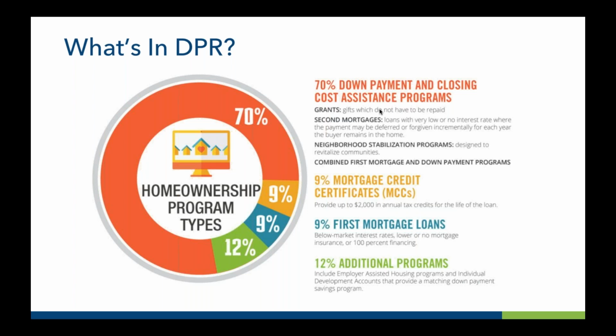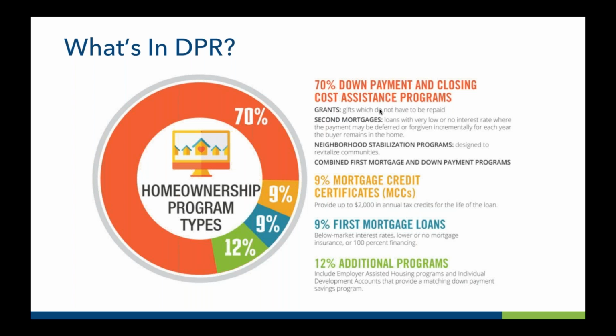When we say homebuyer programs, what does that mean? Well, about 70% of those 2,500 programs in our database are either grants or second mortgages for down payment or closing cost assistance. That is at closing help with the down payment, the closing costs, the prepaids. We'll dig into that a little bit more later.